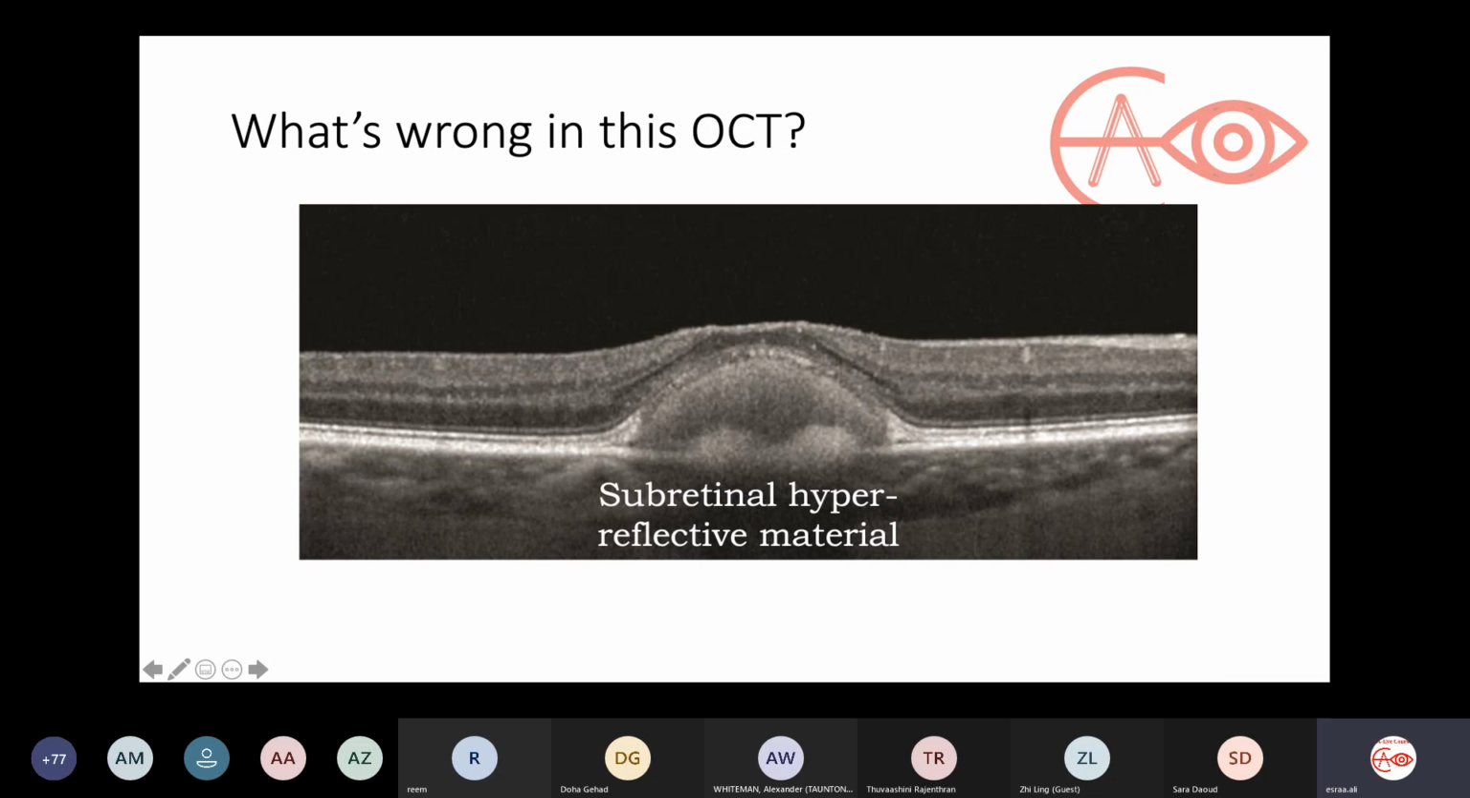Vitelliform lesions or this material usually indicates that your RPE in this area is not very healthy to take away all the waste products of the photoreceptors, so they accumulate over here. They can be seen in Best disease in the young or in some types of macular degeneration in old people.